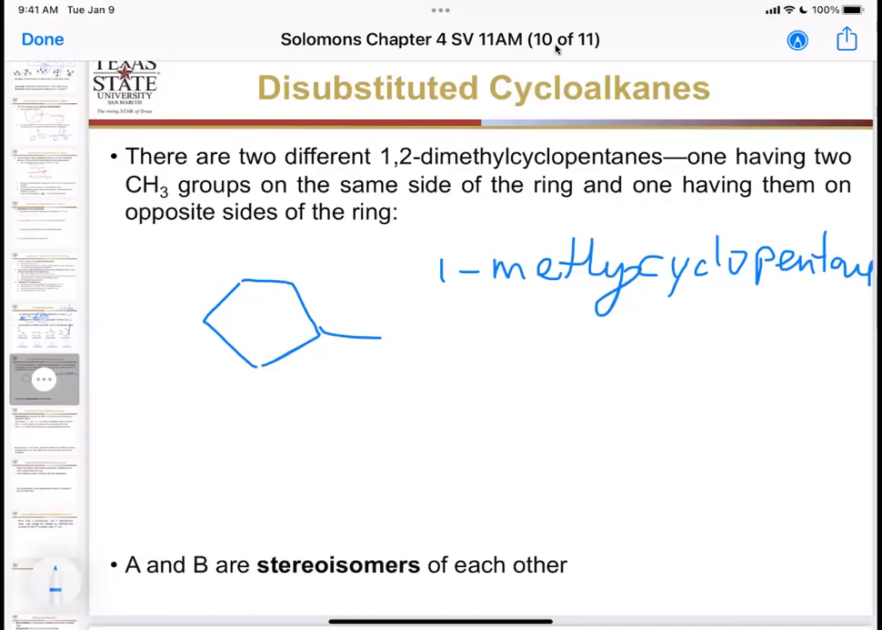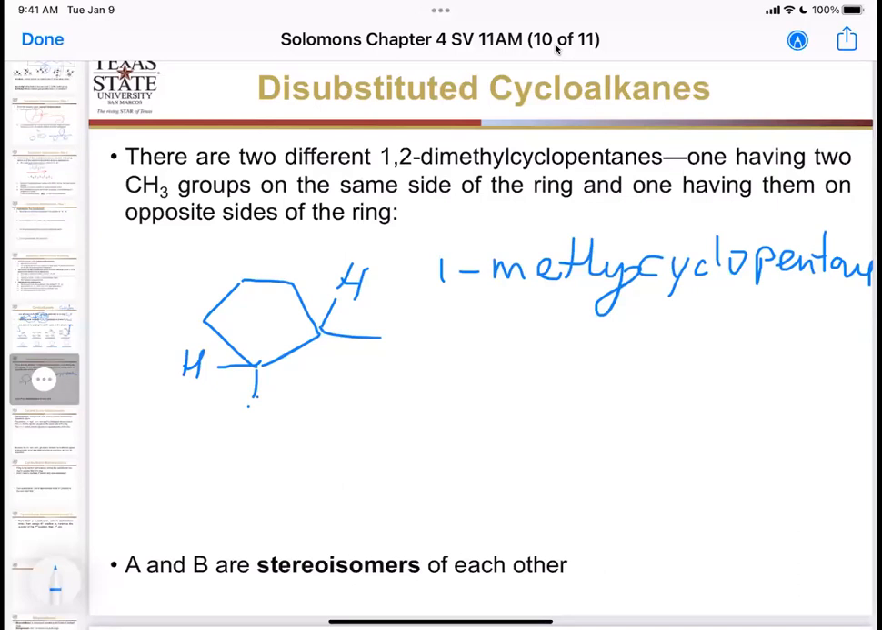So if we have 2, we have to figure out where they are in space. If I drew the cyclopentane like this, it actually has a hydrogen here somewhere. But we have to figure out where they are in space. So I'm going to put a hydrogen here and a methyl group here. But is that a real representation of this? Those are flat, aren't those tetrahedral bonds?